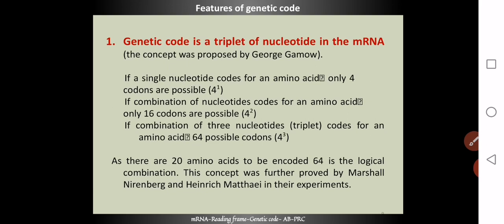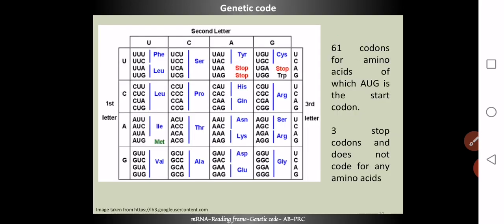Okay. So this triplet code has been cracked. That means which sequence, which combination codes for which amino acid, has been cracked by the scientists, that means Heinrich Matthaei and Marshall Nirenberg. And the result is shown in this table. That means UUU codes for phenylalanine, CAU codes for histidine, like that. GGA codes for glycine. So in that fashion, the result is available now.